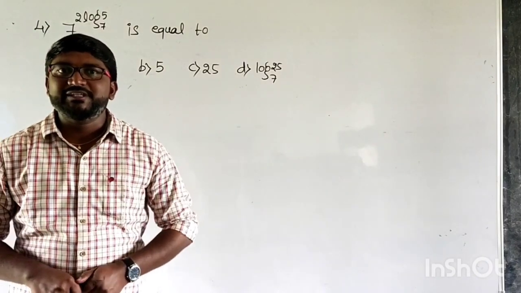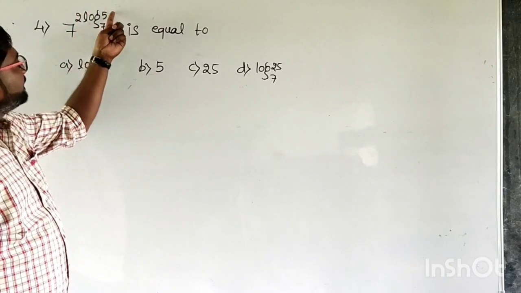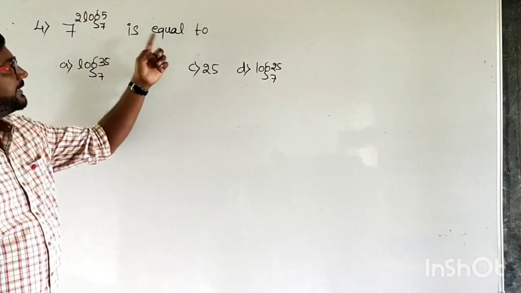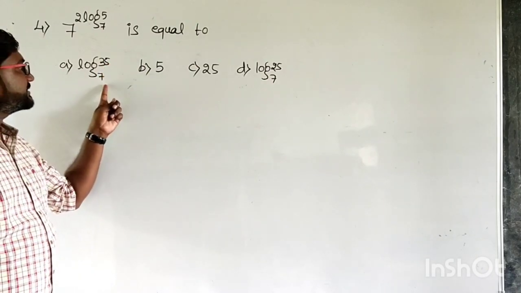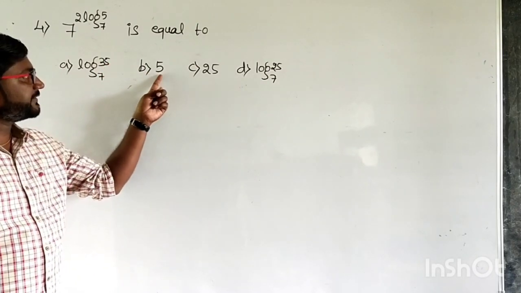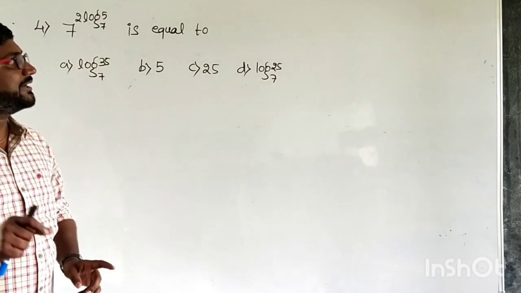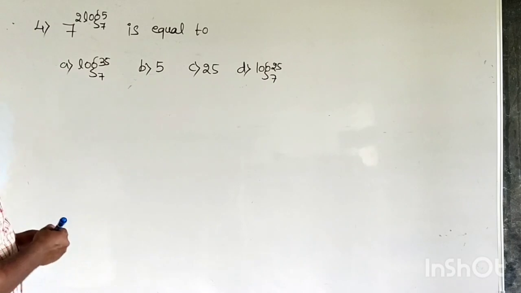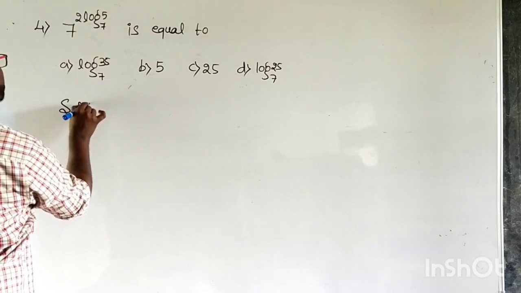So the fourth question is 7 to the power 2 log 5 to the base 7 is equal to. The four options are log 35 to the base 7, the second option is 5, the third option is 25, and the fourth option is log 25 to the base 7. So let us take this given function now.